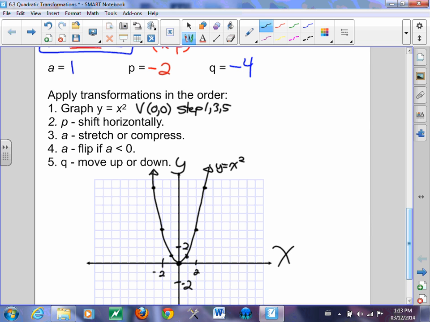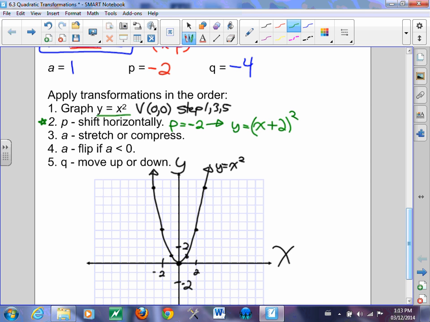Awesome. Now, ladies and gentlemen, we're going to take a different color. I'm going to start with green, but you choose whatever color you have. Now we're going to take a look at the horizontal shift. Well, what do we know, folks? We know p equals negative 2. So what does that equation look like if we just add that onto our base function? It's going to be y equals x, subtract a negative, which is a positive, and we're going to be squared. All right, so what we're going to do, folks, is graph that.